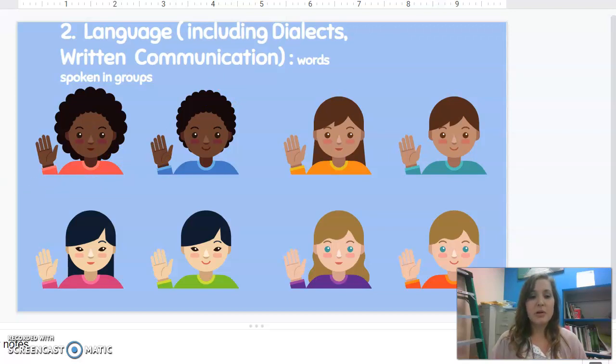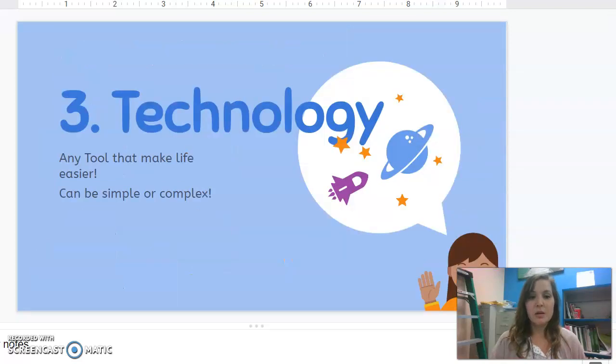Now, some of our other culture traits could be technology. It's any tool that makes life easier. It could be simple, okay, like a hammer. That's technology, right? It's a tool. Or it could be something very complex like a smartphone or supercomputer, okay? Anything that is used as a tool that makes life easier.